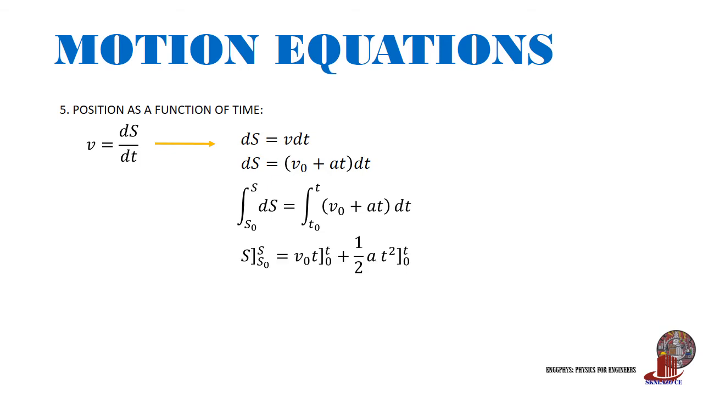So, ds turns into s, and v naught will have t, then at turns out as 1/2 at squared. Eliminating the limits will make the equation s less s naught is equal to v naught times t plus half of at squared. Placing s naught to the other side to make it positive gives us our equation.